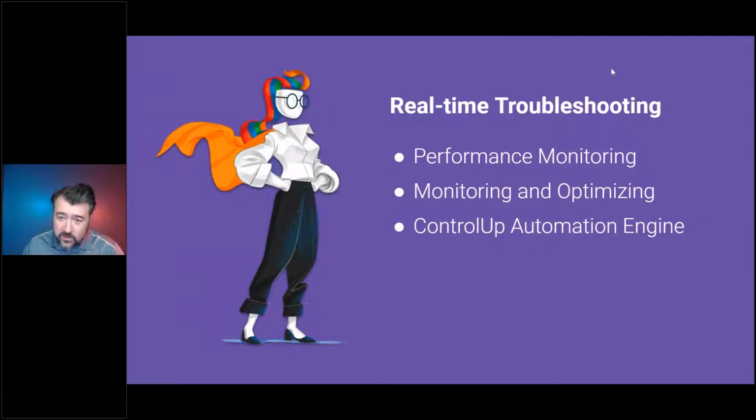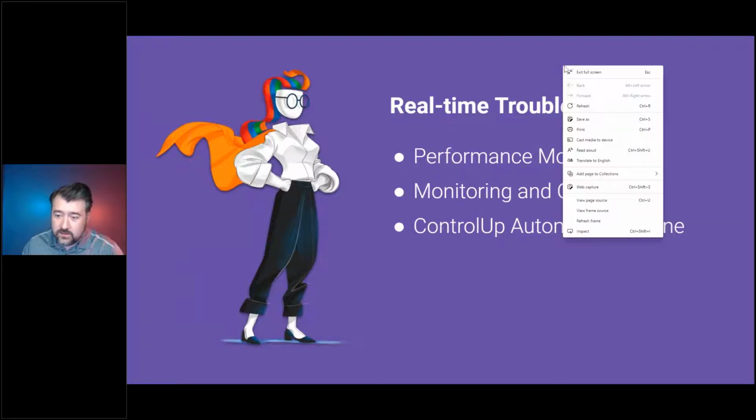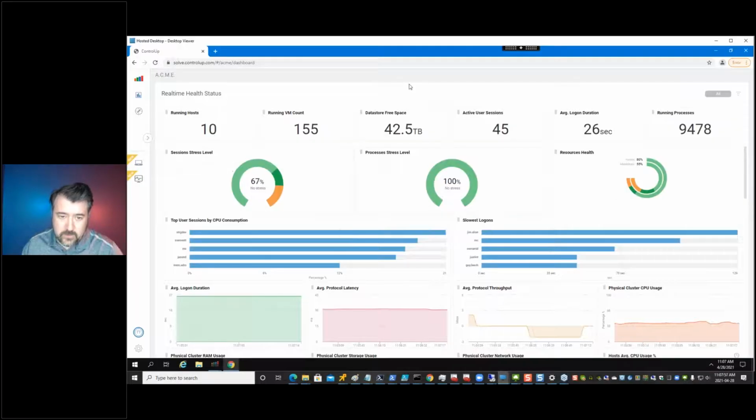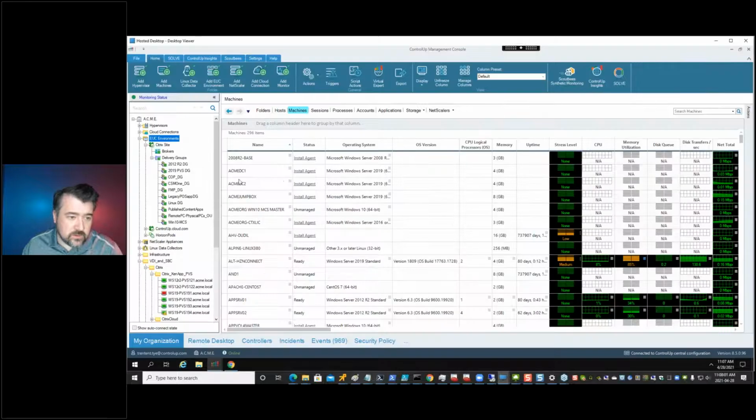So the first thing we're going to show is the real-time troubleshooting aspect of ControlUp. This includes the performance monitoring, what these metrics and stats look like, how we can use ControlUp to monitor and optimize your environment, and then we'll go into the ControlUp automation engine and how that operates. So I'm just going to switch over now. All right, I'm going to switch on over to the ControlUp Management Console.